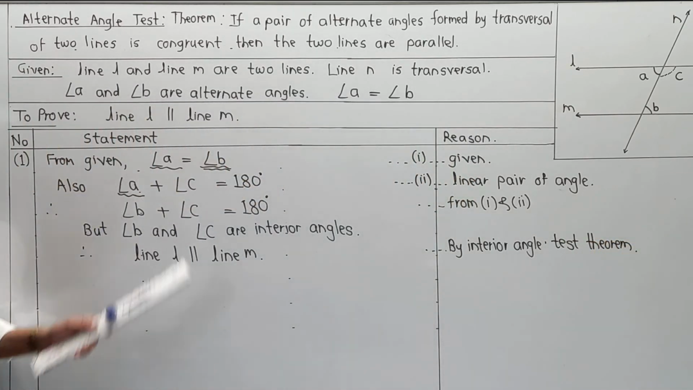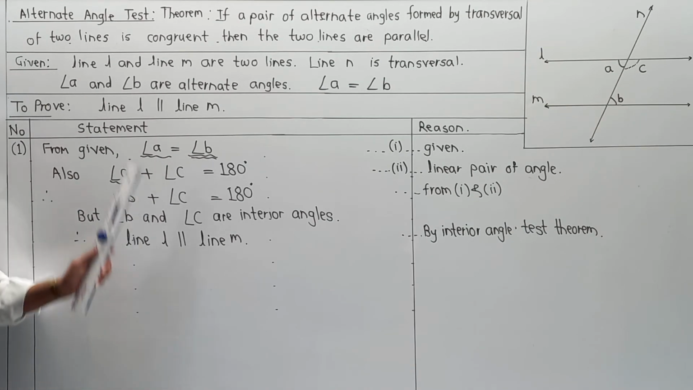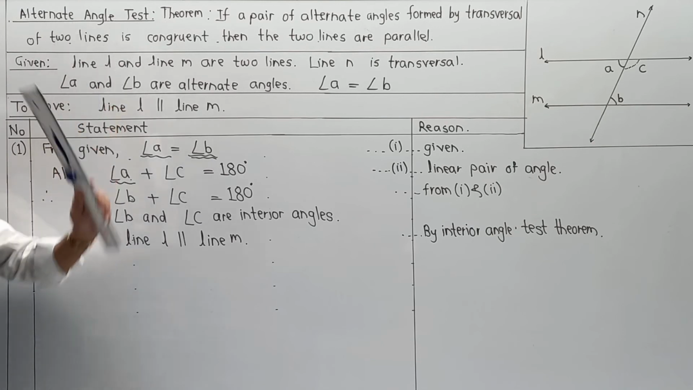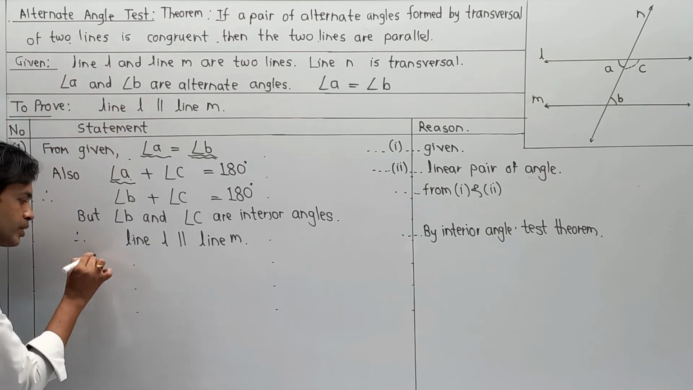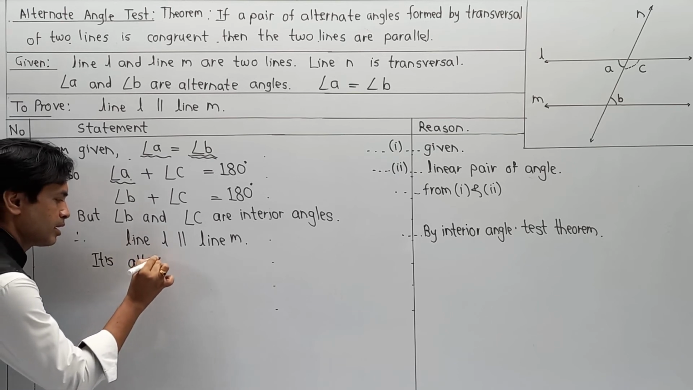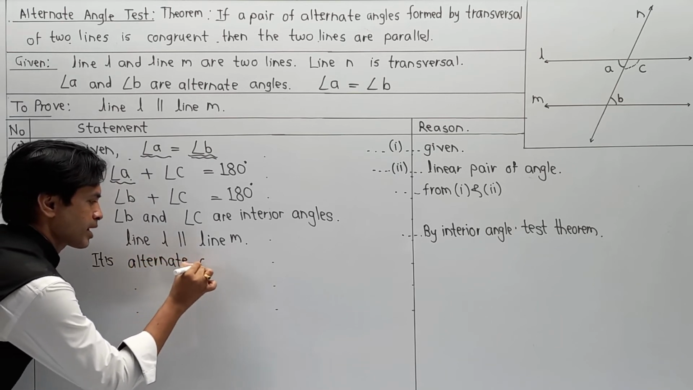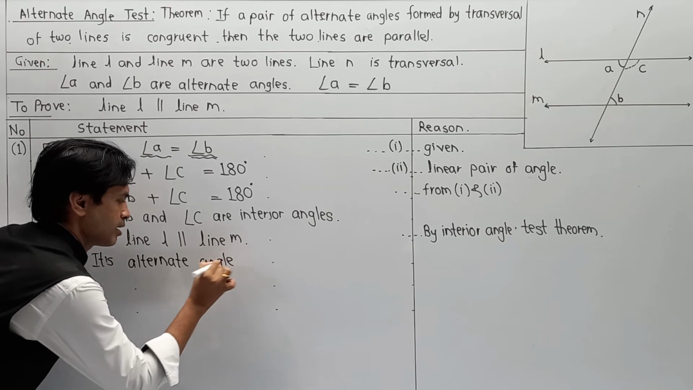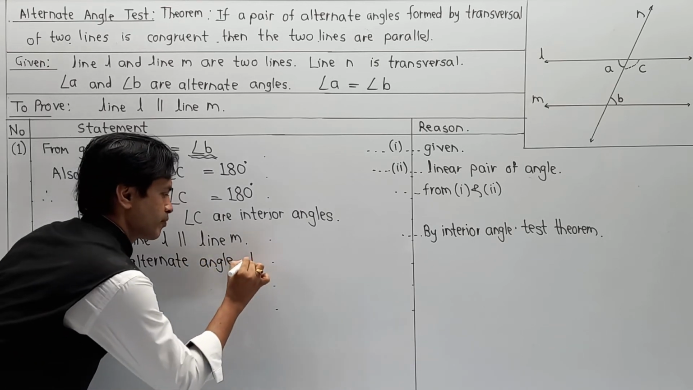And with these simple 4-5 lines, we can complete the proof. This is also called the alternate angle test theorem.